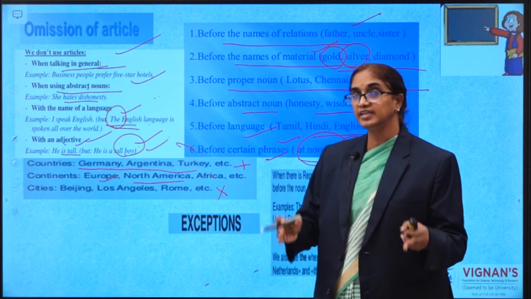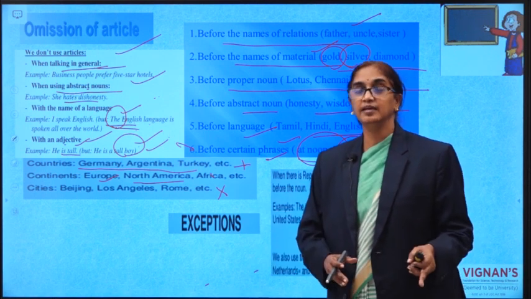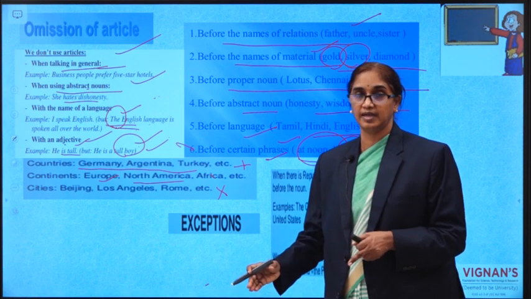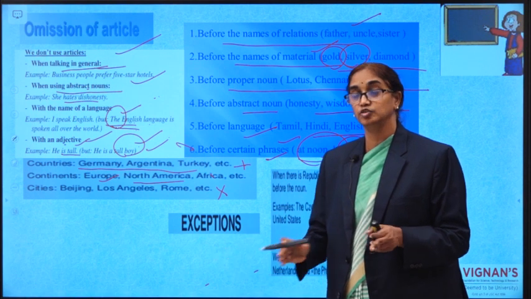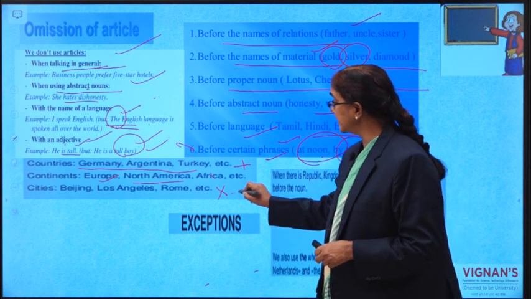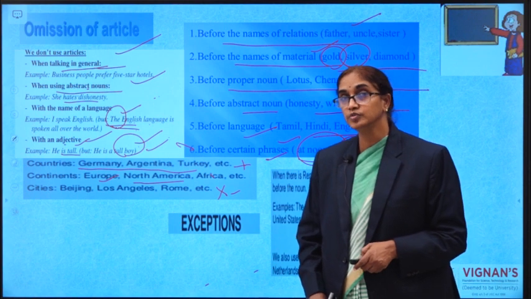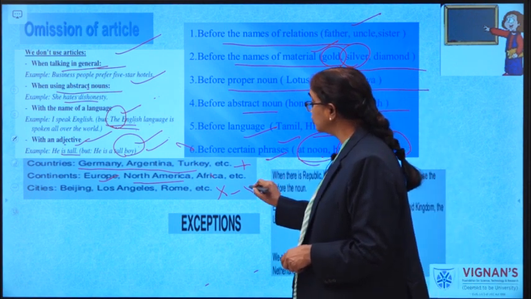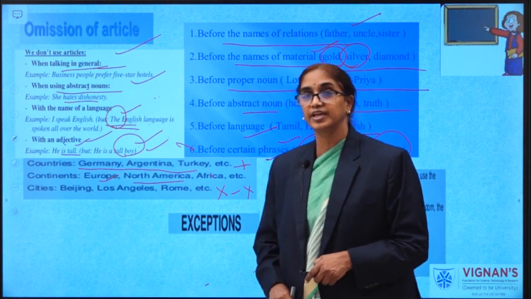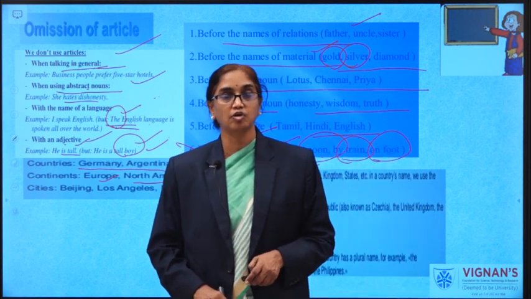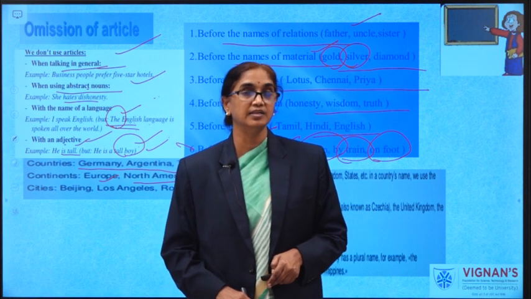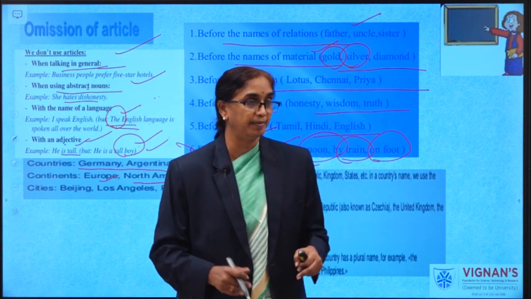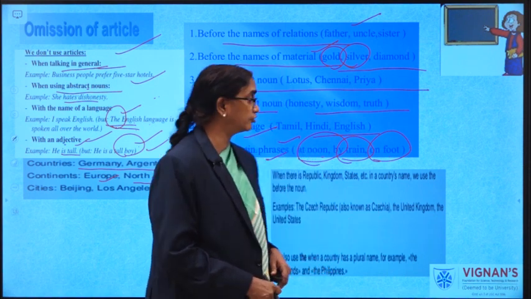So if you're using it in association with a collective noun, then you will use "the continent of Africa," but you don't say "the Africa," you just say Africa. Likewise, for names of cities and places, you don't use the article "the." However, though we don't use "the" before names of places, cities or continents, we do use the article "the" when we are talking about a union or a republic. For instance, you can say "the Republic of China."